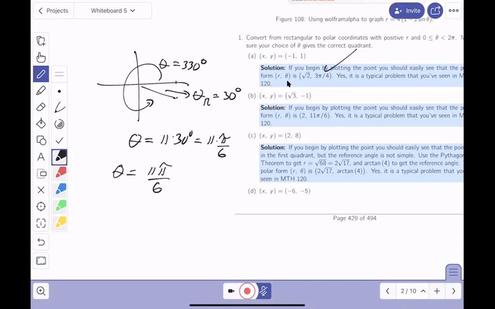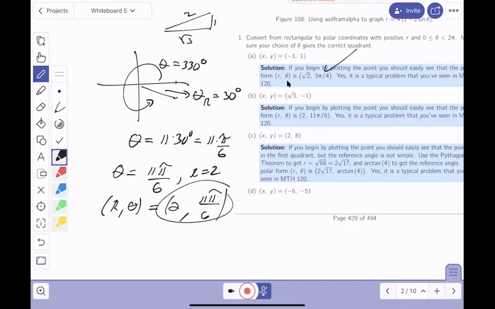Now the reference triangle, looking at it over here, root 3, 1. What's the hypotenuse over there? It would be 2. So the r is 2. Let's write it down as an ordered pair, r, comma, theta. What's the r? The r is 2. The theta is going to be 11 pi over 6. Again, my recommendation, look at the key. If you make a mistake, correct it, which I will do.